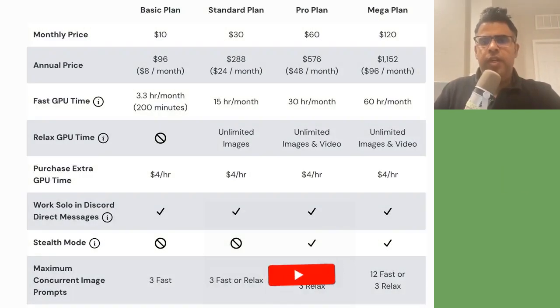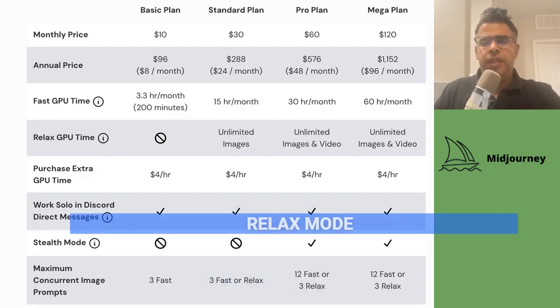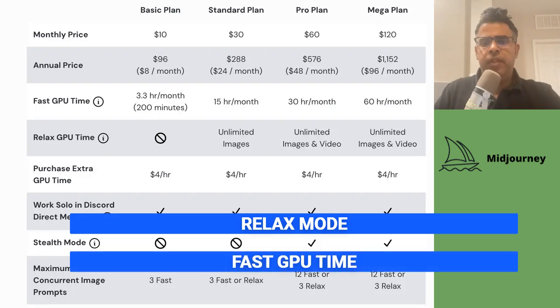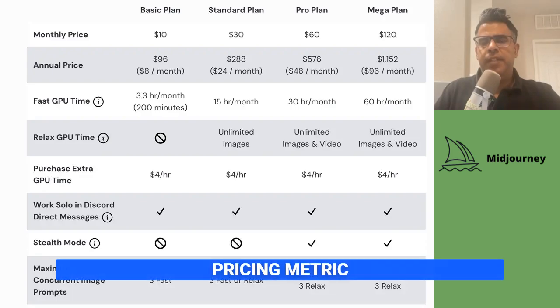Okay, so now we're going to take a look at MidJourney's pricing page as I have it open here on the screen. MidJourney basically has two modes of operation. One is this relax mode, and then one is this fast GPU time. Now, when it comes to thinking of a pricing model, there are really three main components to the model. One on this page, as you can see, are these tiers. There are 4 tiers that MidJourney has. The second part is the pricing metric.